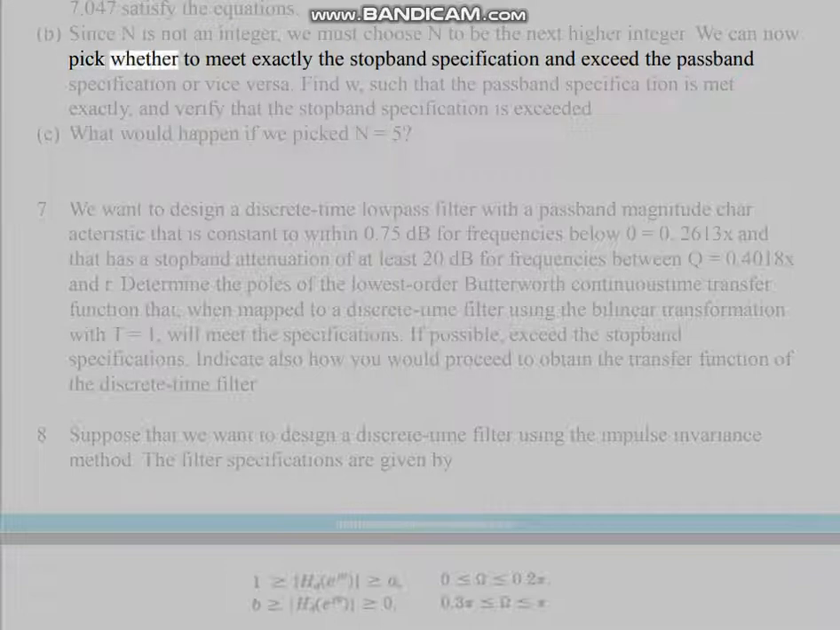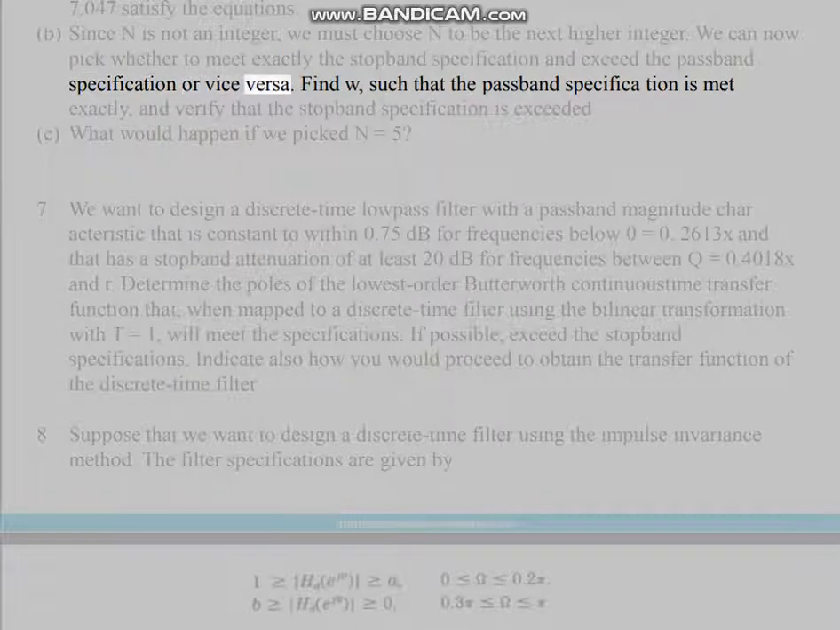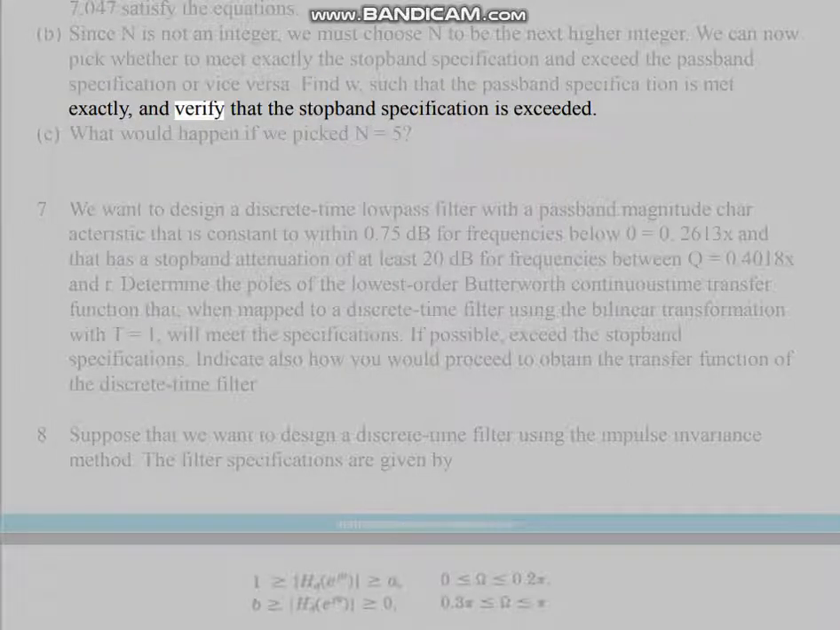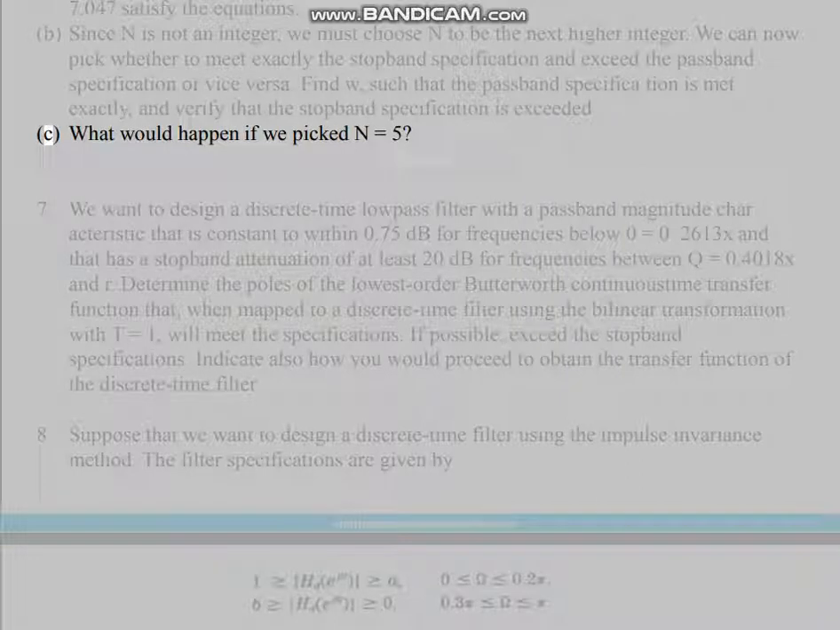We can now pick whether to meet exactly the stopband specification and exceed the passband specification or vice versa. Find ω_c such that the passband specification is met exactly, and verify that the stopband specification is exceeded. C. What would happen if we picked N equals 5?